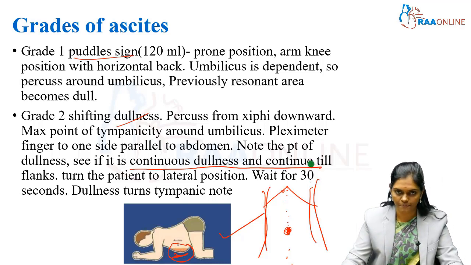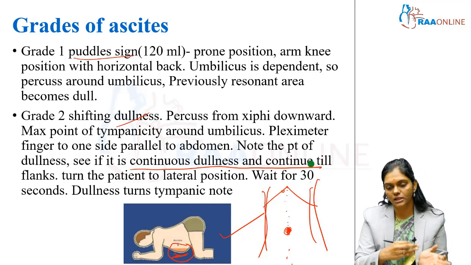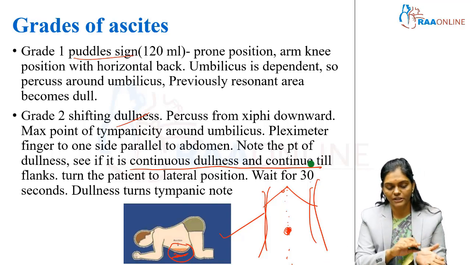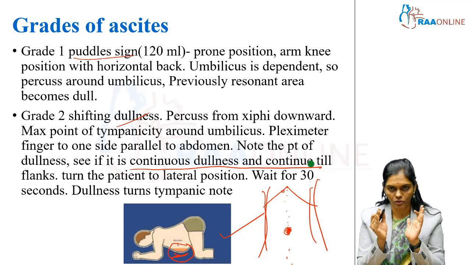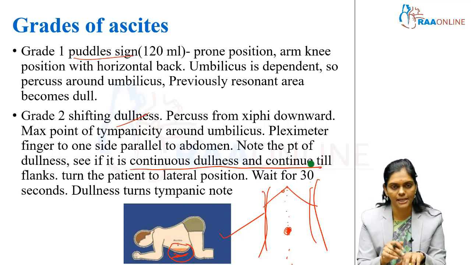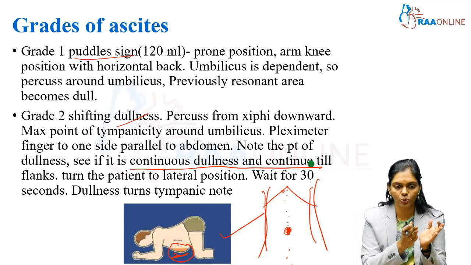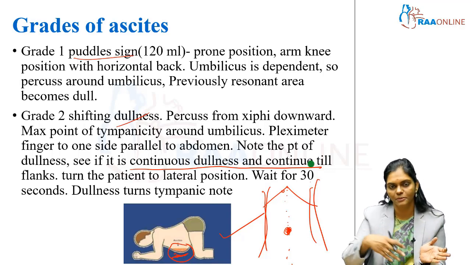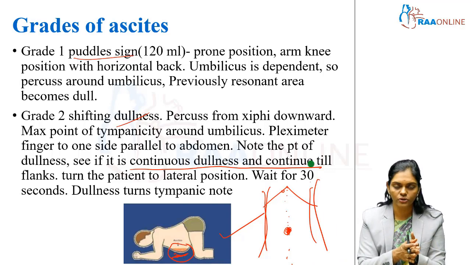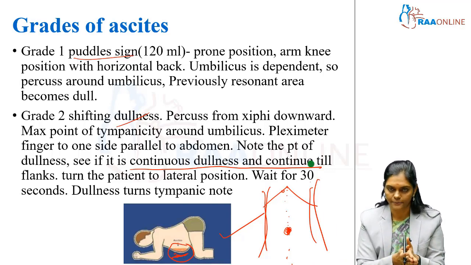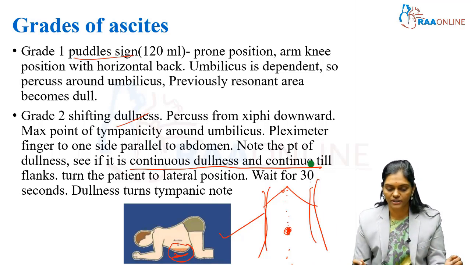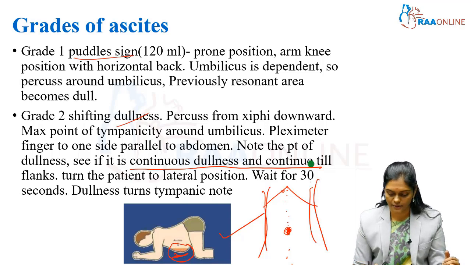continues till the flanks. Now, tell the patient to turn to the lateral position. When the patient turns to the lateral position, you wait for 30 seconds and you percuss at the same area again. This dull note will turn into a tympanic note because the fluid which caused the dullness has moved to this side, and this is going to give a tympanic note because of the air. Okay, this is called shifting dullness. If you have any doubts, you can ask me later.